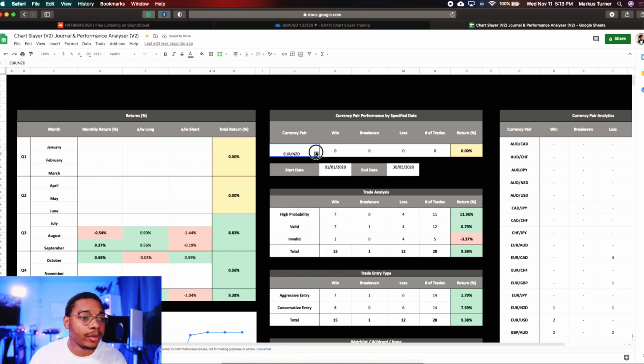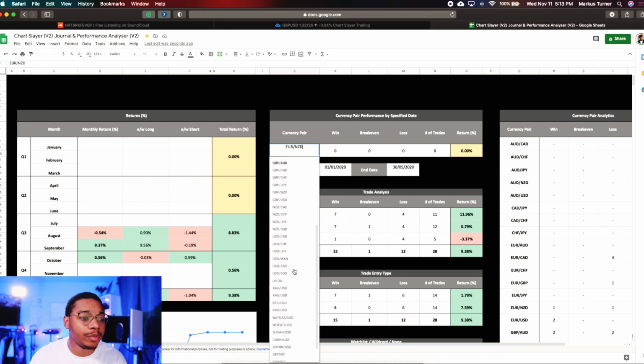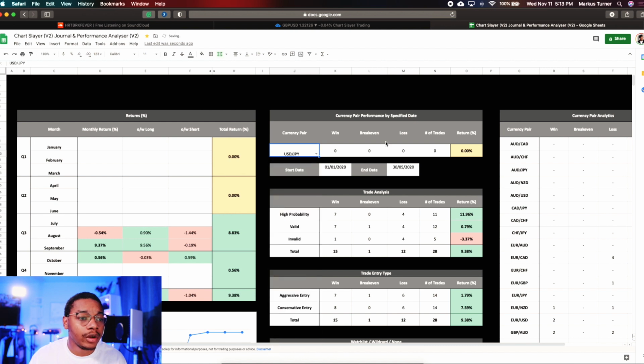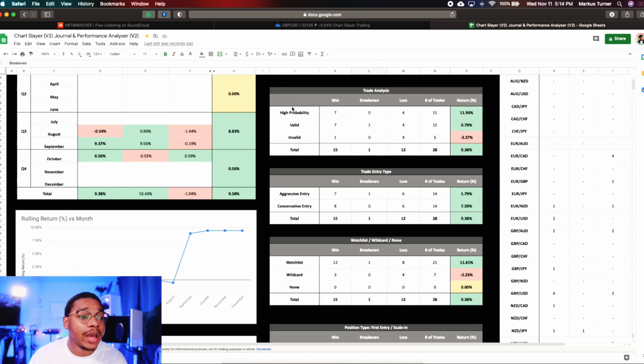I can't really remember what trade. Was it USD JPY that was the last pair? I can't remember. But let's just pay attention to these on high probability setups. Let's look at this, right?